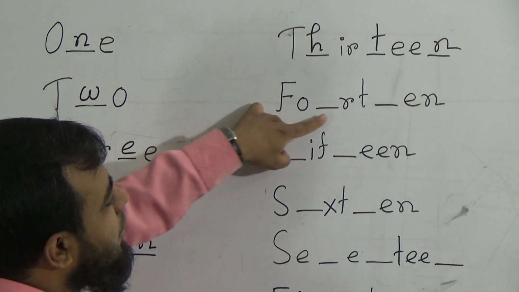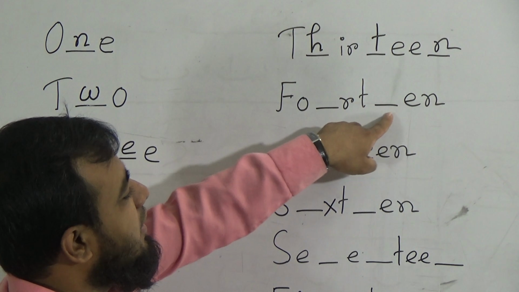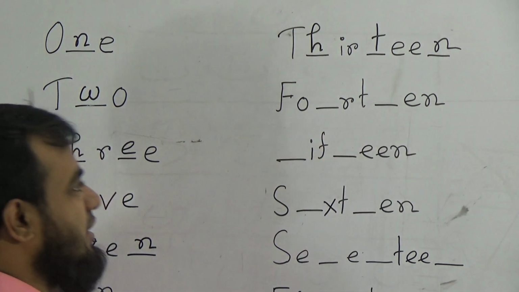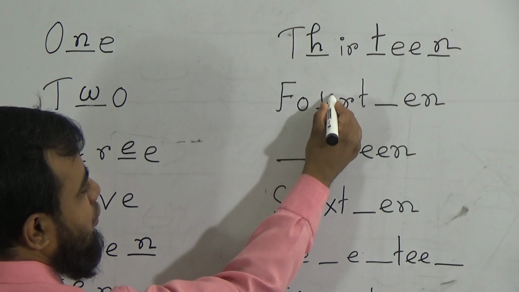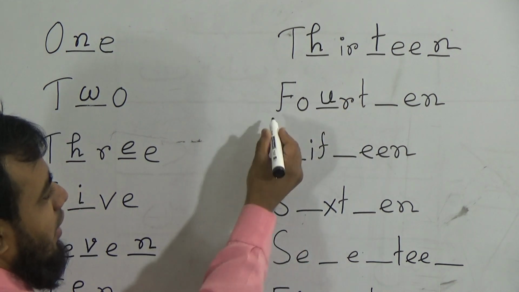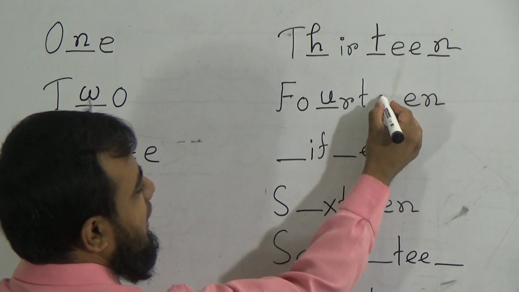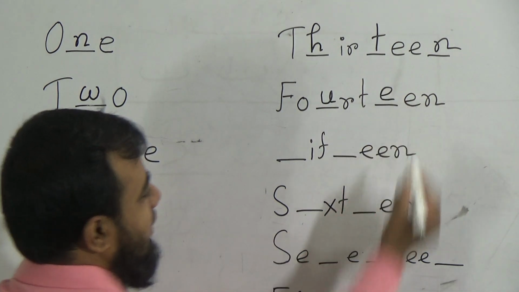The next one should be 14. F-O-U-R-T-E-E-N, 14. The first blank should be filled up with the letter U. F-O-U-R-T, then E-E-N, 14.